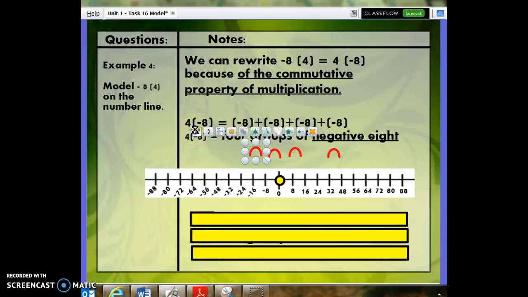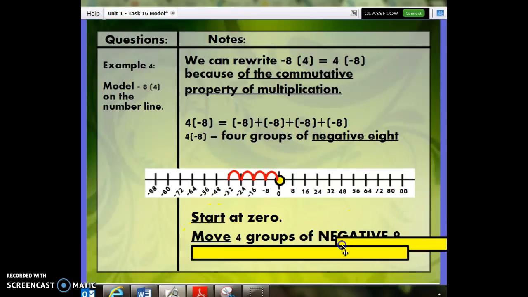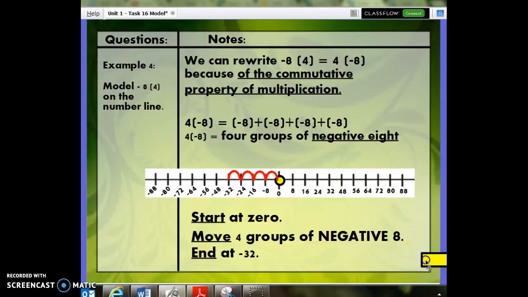So here's 1 group of negative 8, and 2 groups of negative 8, and 3 groups of negative 8, and 4 groups of negative 8. So remember, we started at 0, we moved 4 groups of negative 8 to the left, and we end at negative 32.